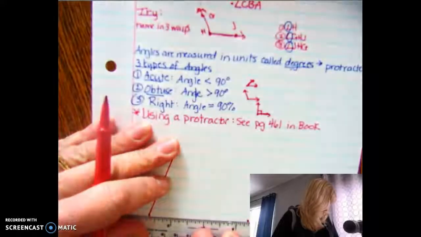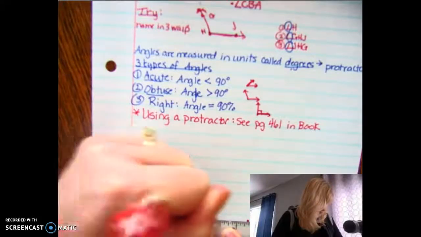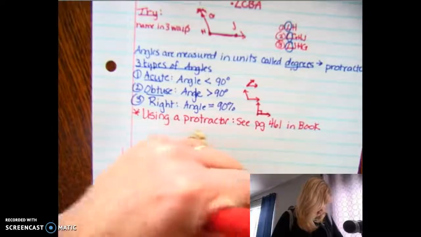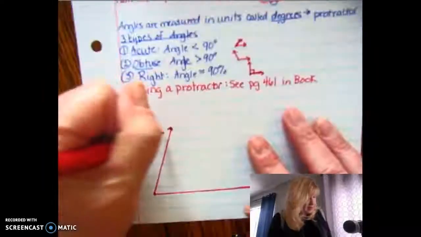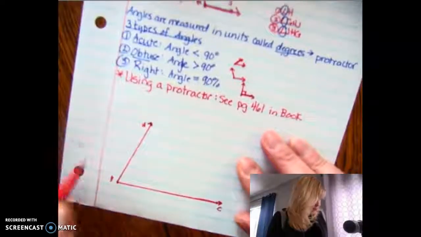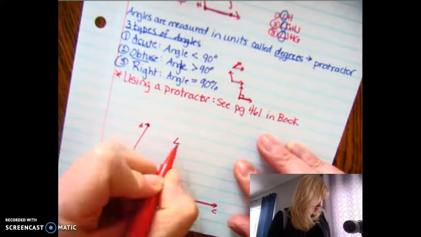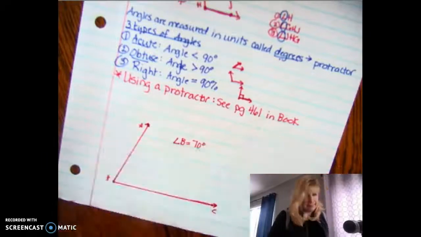And if they told us to label this A, B, C, that's what we do. There we go. So if this is my A, B, C, I would say the angle B is equal to 70 degrees.